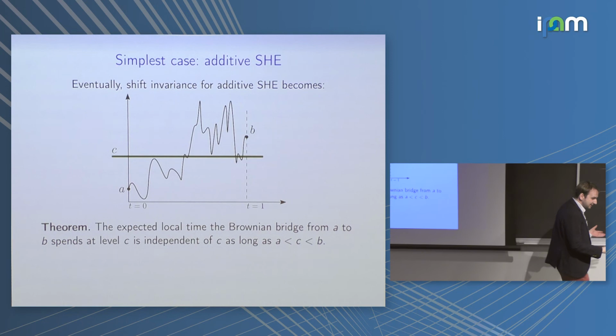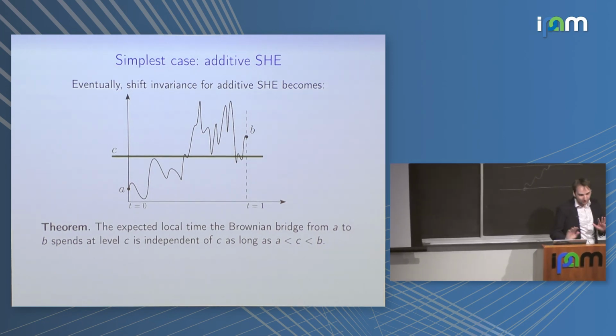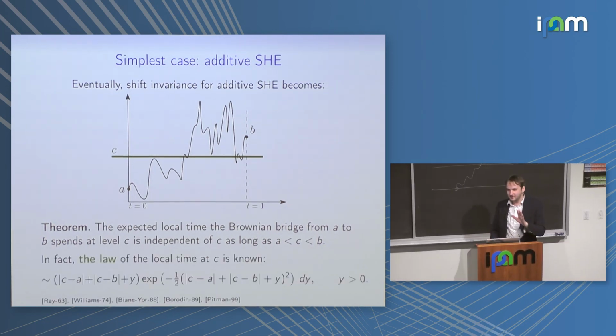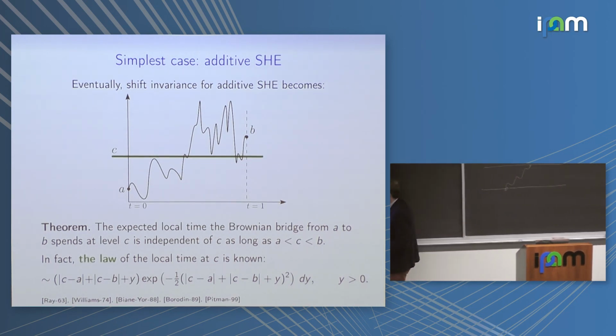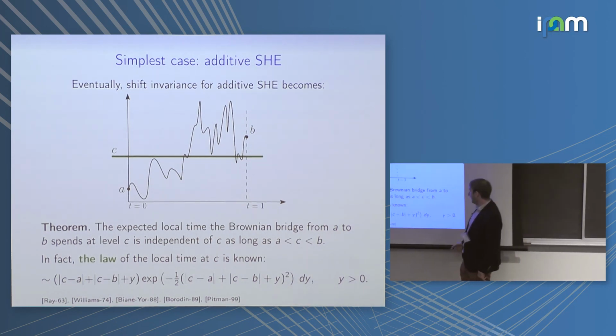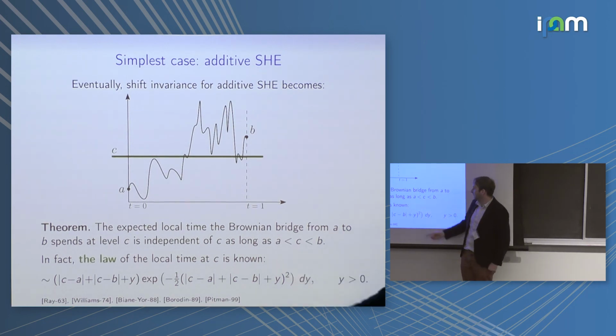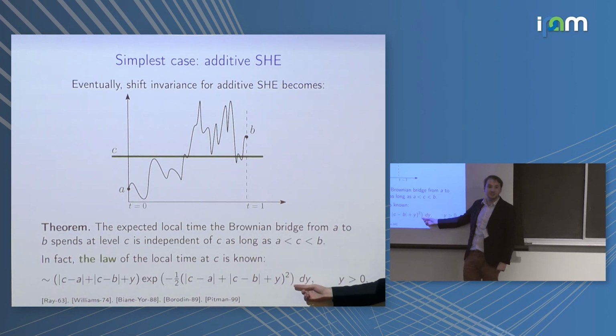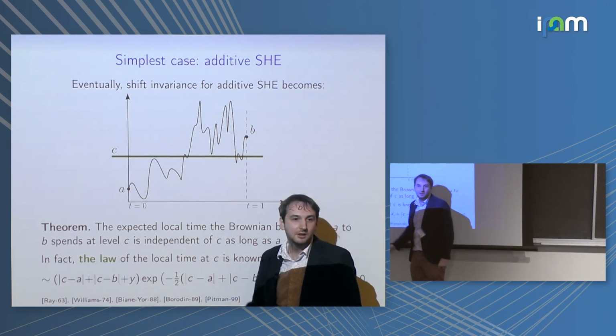And well, if you dig in the literature, then you figure out that not only is that known, there is actually a formula for the law of this local time. So it's a well-studied problem in probability, and the law of the local time at point c is known. So here is the density. The density is given by this formula right here.